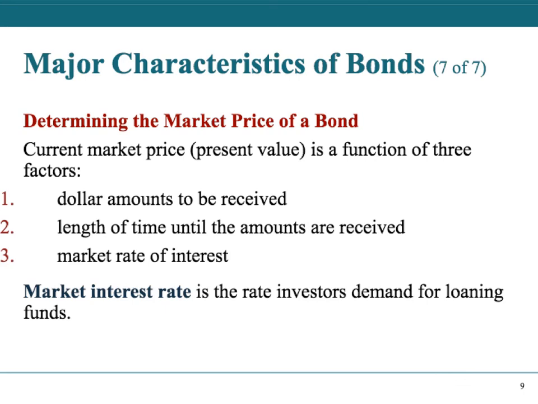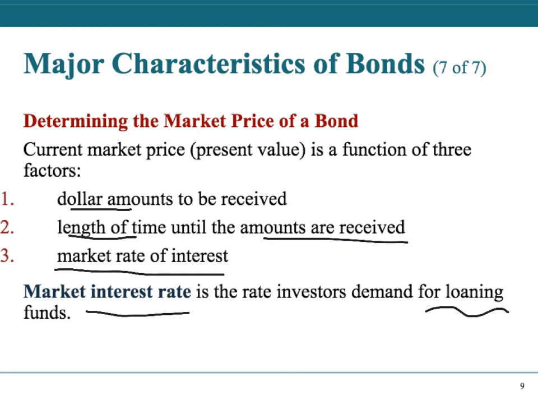Okay, and the last one as far as characteristics: how do we determine the market price of the bond? We'll need to figure out the current price or present value. It's a function of three factors: the dollar amount to be received, the length of time until the amount is received, and the market rate of interest. Market interest rate is the rate investors demand for loaning funds right now. In the next video I will show you how we actually calculate the current price of the bond, because it's a little bit tricky.